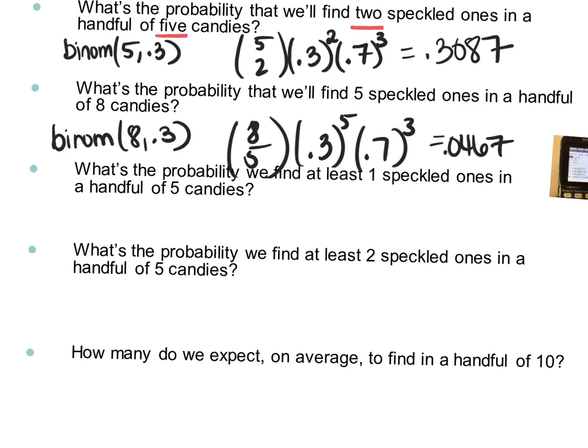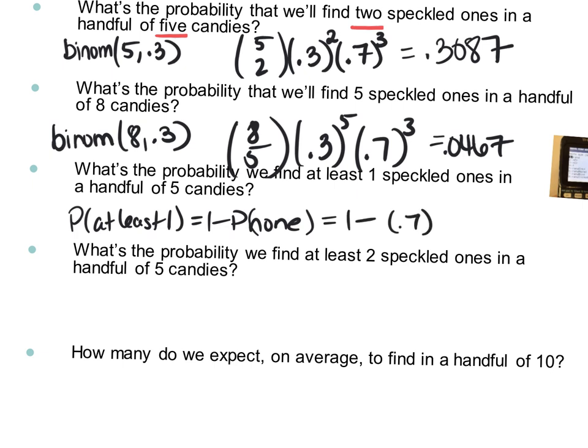What's the probability we find at least one speckled one in a handful of candies? This was the same as what we did in chapter 14. The probability of at least one is one minus the probability of none. And the probability of none is 0.7, the probability of not being speckled. And all five of them are not, so 1 minus 0.7 to the fifth, which is 0.832.